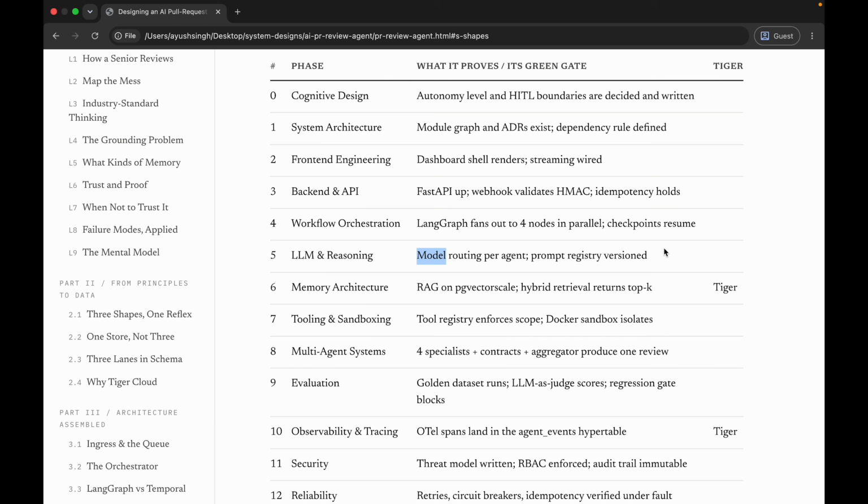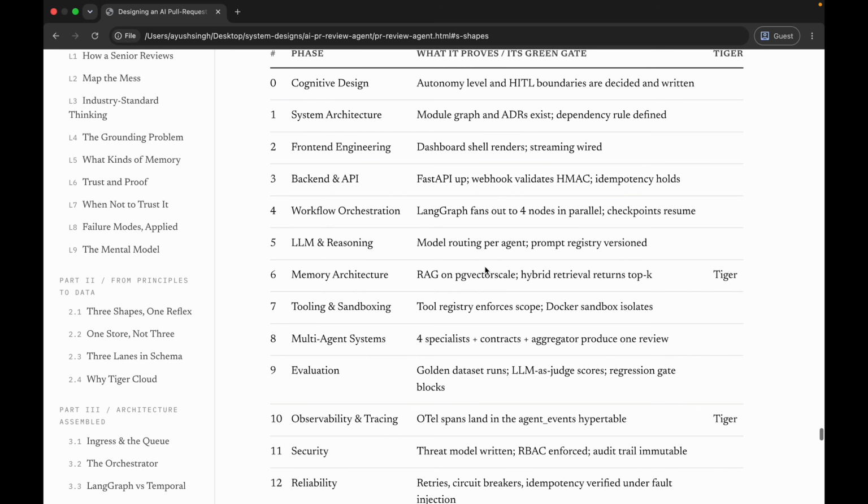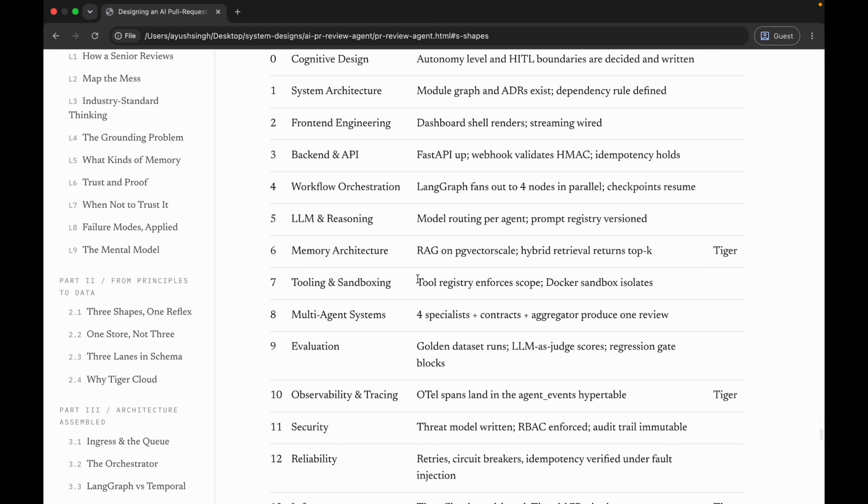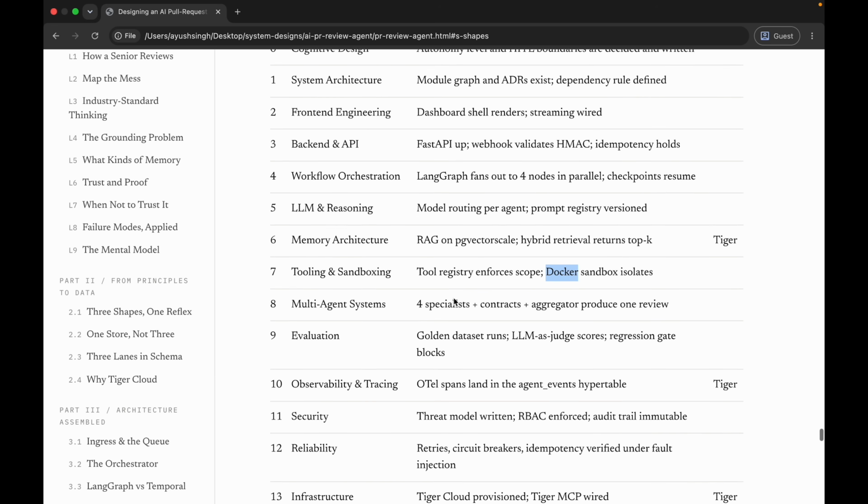Then we have a prompt registry, which is basically, one prompt was good in this, and then we created another prompt. So that should also be, okay, this is version 2 of the prompt, not an override, so that we can also trace the decision back if something went wrong. Our memory architecture, the Paragon PG vector scale, toolings, basically scope. Basically we should be sandboxing our thing.